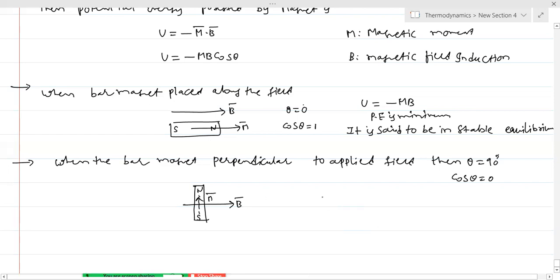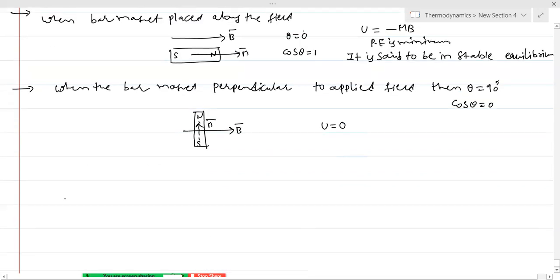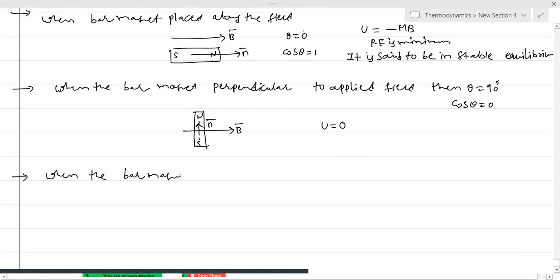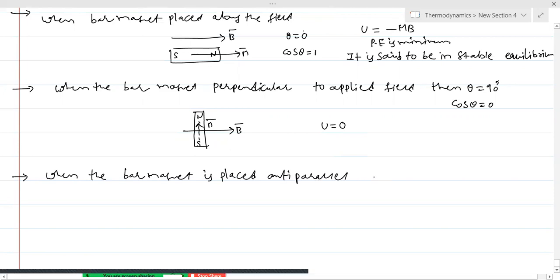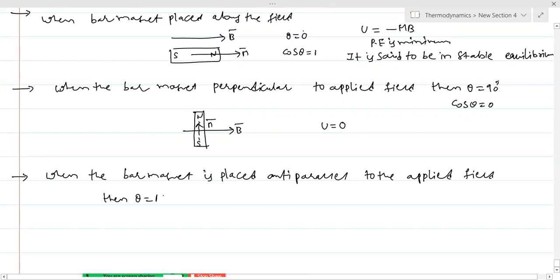So in this case, potential energy U is equivalent to 0. Suppose the bar magnet is placed anti-parallel to the applied field, then we will take theta equal to 180 degrees.